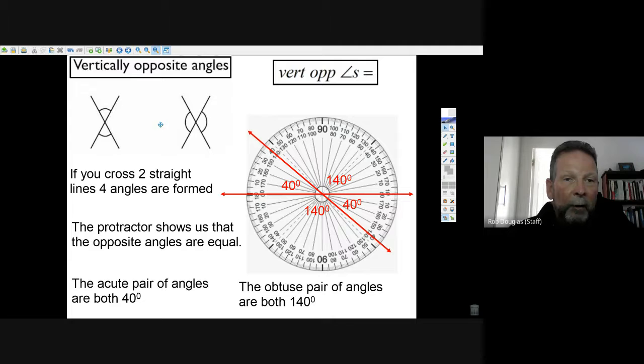But there are two more angles here. So there are four angles formed and two pairs of angles, and those pairs are equal. That obtuse angle would equal this angle over here.